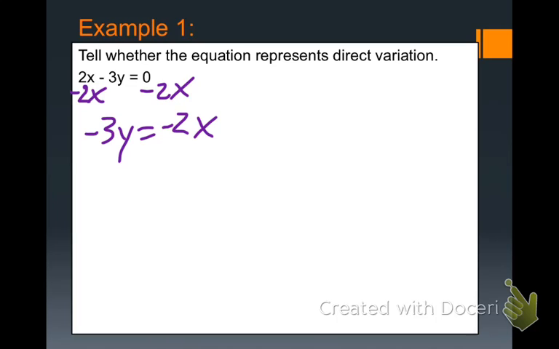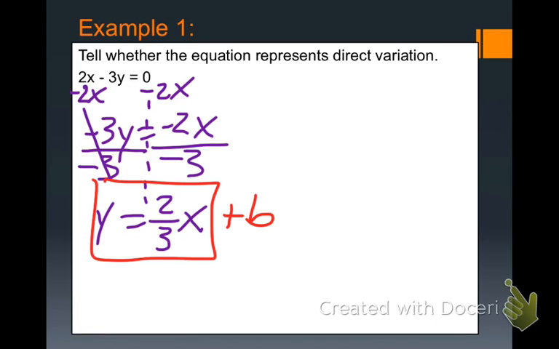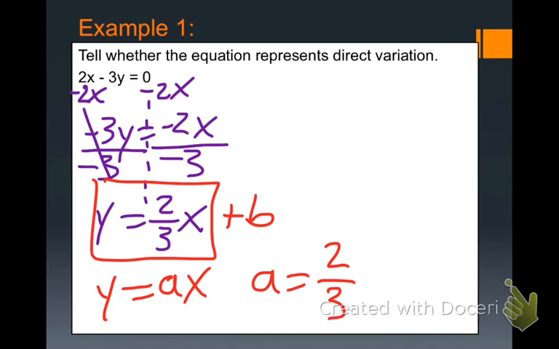That's important. That negative doesn't go away just because the 2x moved. Then to get y by itself, I need to divide by negative 3 because it's being multiplied by y. But whatever I do to one side, I have to do the other. So y equals, well, a negative divided by a negative is a positive, so I'm left with 2/3 x, or 2x over 3. Now you have to ask yourself, is that in the form y equals ax? Because there is no plus b here, yes, it is of the form y equals ax, where a is equal to 2/3. So we would say our constant of variation is positive 2/3.